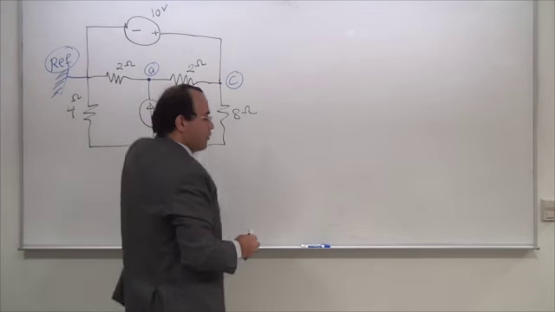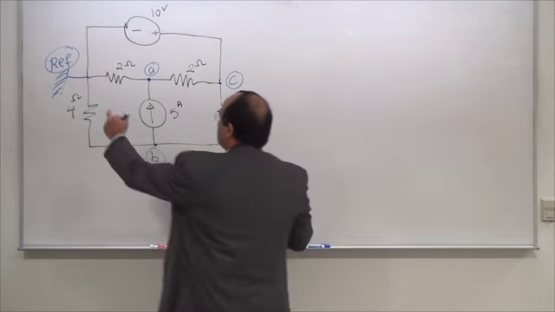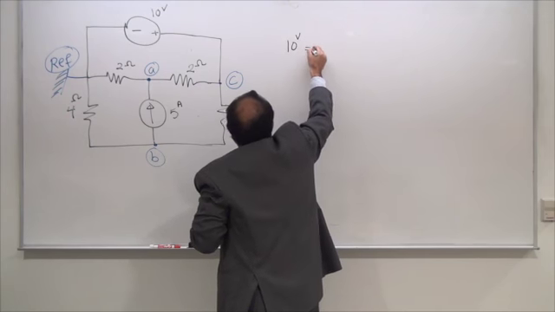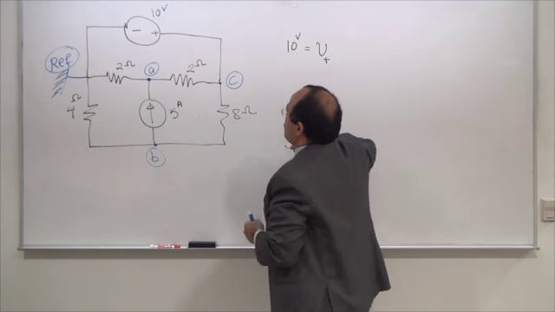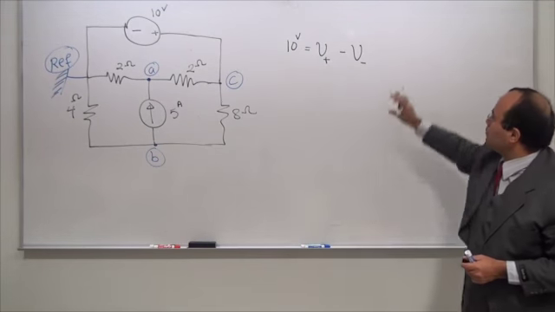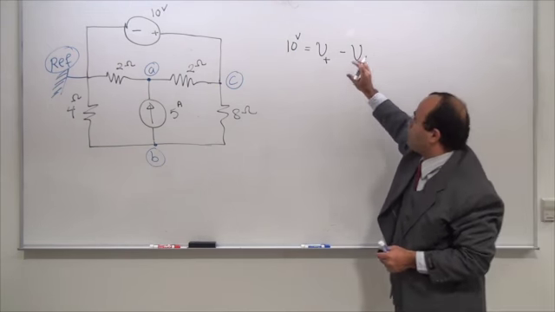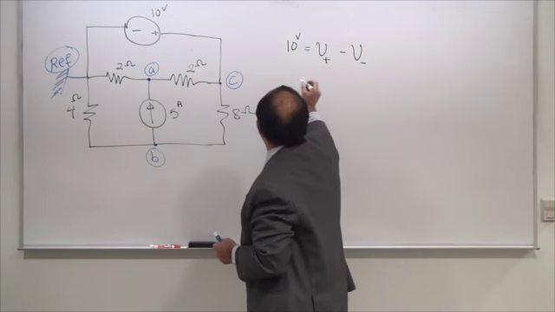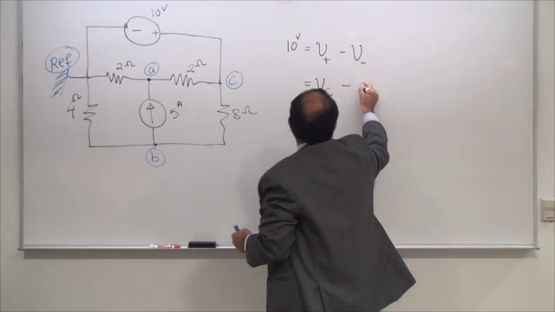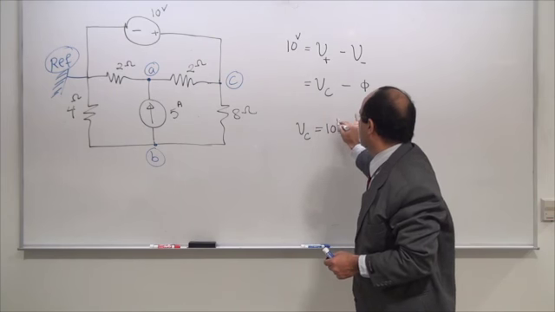If this is 0, take a look at the 10 volts. The 10 volt is actually attached to the ground and C. I'm going to say the 10 volt is equal to whatever the node attached to the plus side minus the node attached to the minus side. This is my rule, and I will always apply this, and please you too apply this simple rule. The plus side is VC. The minus side is 0. And therefore, VC is equal to 10 volts.